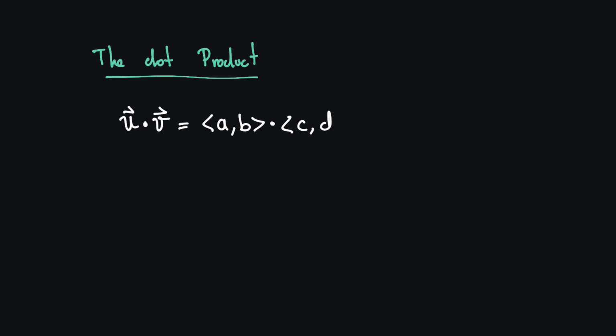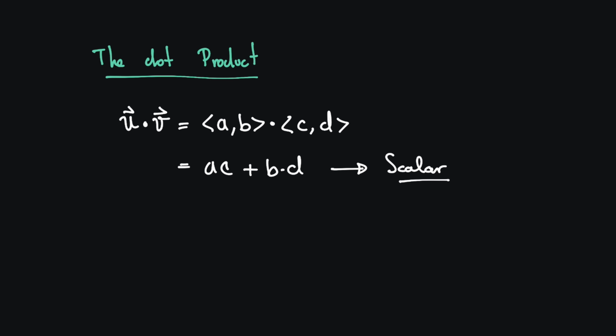times c, d. So basically, what we're going to do is just multiply the corresponding components. So a times c added to the multiplication of the other two components, the vertical components, so b times d. Notice that when we do this, this is not a vector anymore. This is a scalar. Okay? So that's how you apply the dot product of a vector.